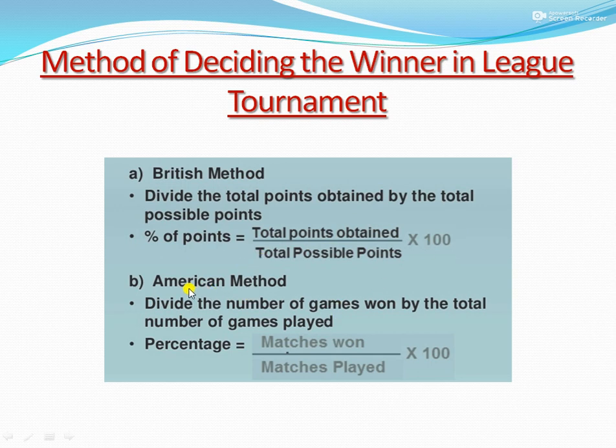Next is the American method. We get the percentage by matches won into 100 divided by matches played. If we take the same example of 10 matches, and if we won 7 matches, then 7 into 100 divided by the total number of matches played, 10, right? Then we can get the percentage.